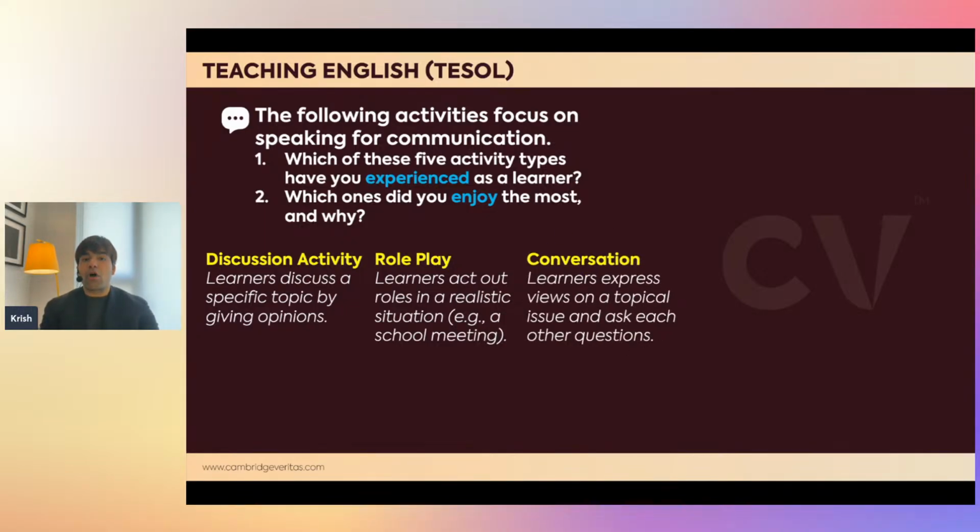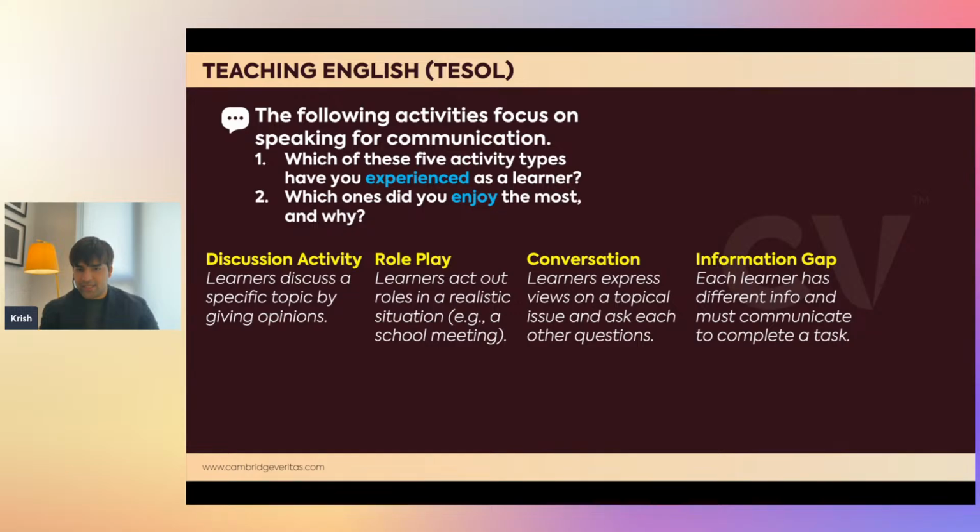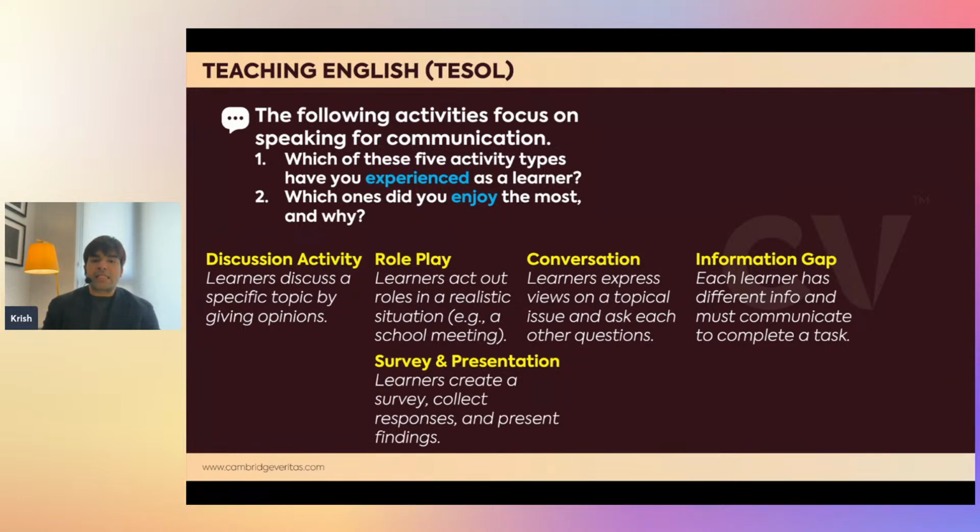Number 3, conversation. Students express views on a topical issue and ask each other questions. Activity 4, information gap activity. It does not mean fill in the blanks. It means each learner has different information written on their sheet of paper, and they must communicate to the other student to complete their task. And the last activity is survey and presentation. Students create a survey, collect answers, and present findings.